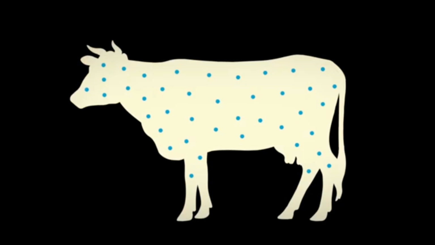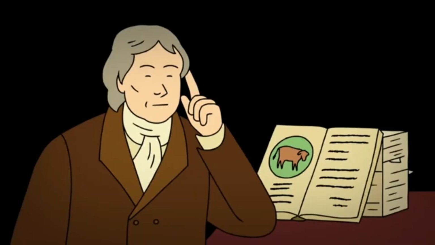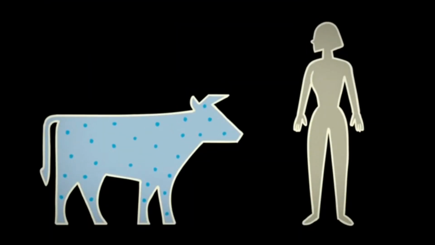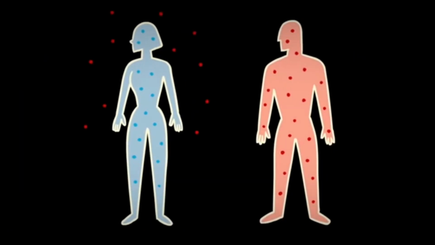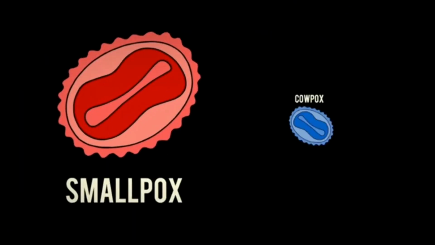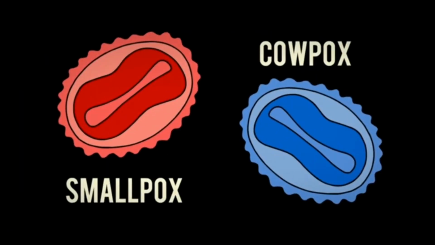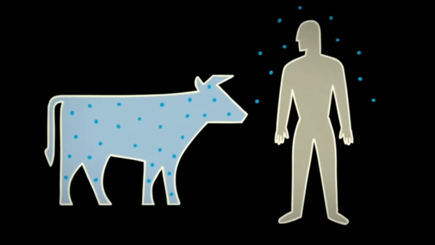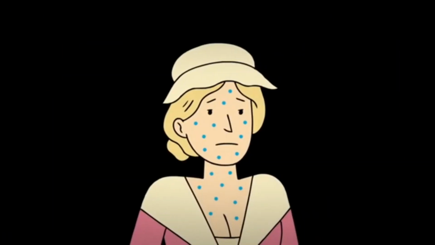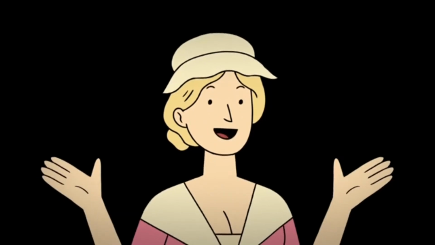Cowpox is a skin disease that resembles smallpox and infects cows. Later on, as a physician, he realized that she was right. Women who got cowpox didn't develop the deadly smallpox. Smallpox and cowpox viruses are from the same family, but when a virus infects an unfamiliar host, in this case cowpox infecting a human, it is less virulent.